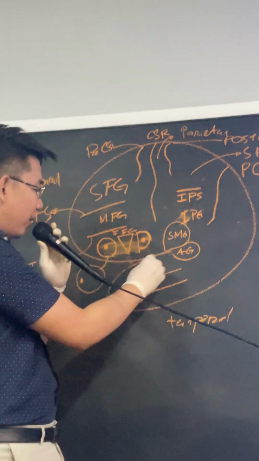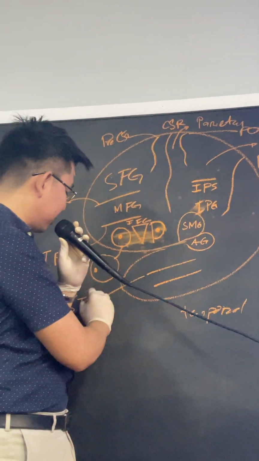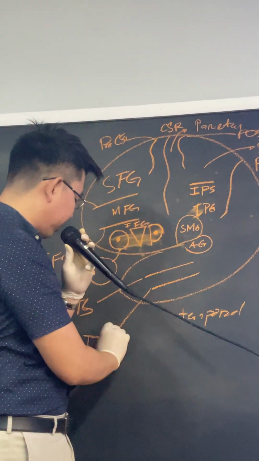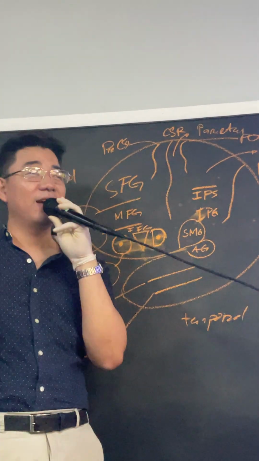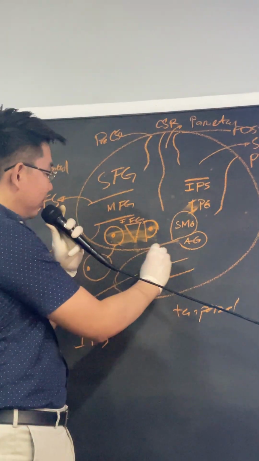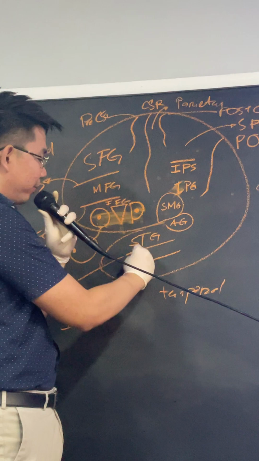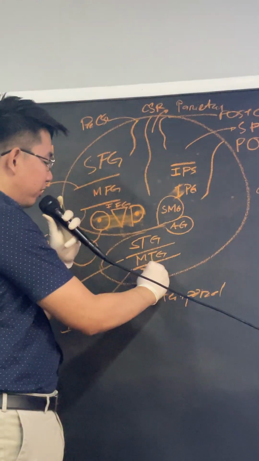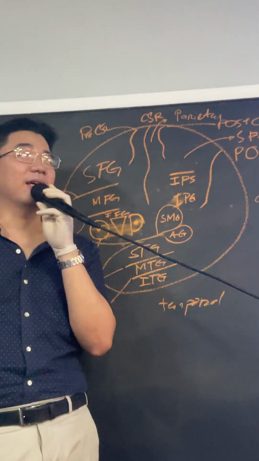So if you have two lines, this must be the superior temporal sulcus, and this is the inferior temporal sulcus. When there's a sulcus, there's a gyrus. So this must be the superior temporal gyrus. This is the middle temporal gyrus, and this is the inferior temporal gyrus. You see it? Yes, and we're done.